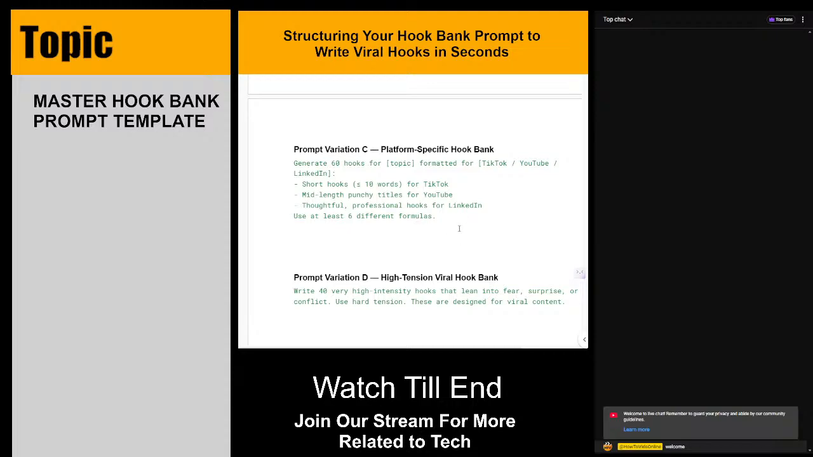In the next step, you can make the payoff clearer, who benefits and how. If a hook doesn't clearly promise something, clarify it. In the next step, you can tighten it by making it shorter or stronger. TikTok hooks are 4 to 10 words. YouTube titles are 6 to 12 words. Blog hooks are 8 to 16 words. And email subject lines are 4 to 9 words.